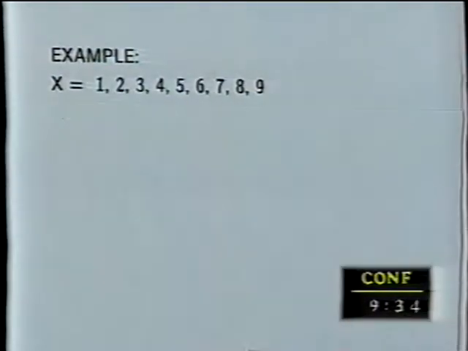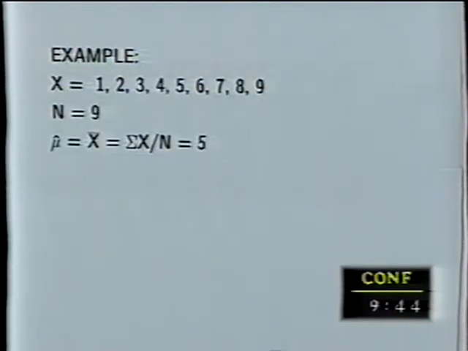Let's do an example. Let's say I have data: 1, 2, 3, 4, 5, 6, 7, 8, 9. No, that's silly data, but let's say that's the data I got. So there's my data. There are 9 observations. N is 9. X bar, which is my estimate of mu, is 45 divided by 9, or 5.